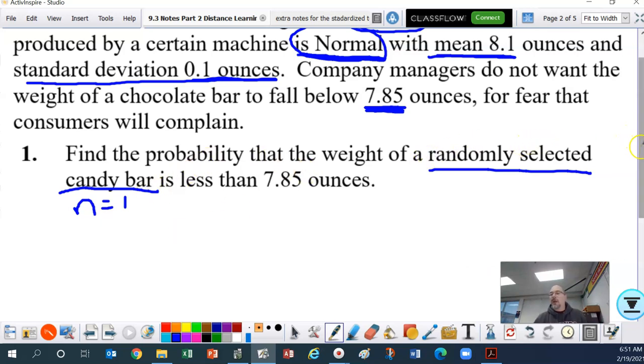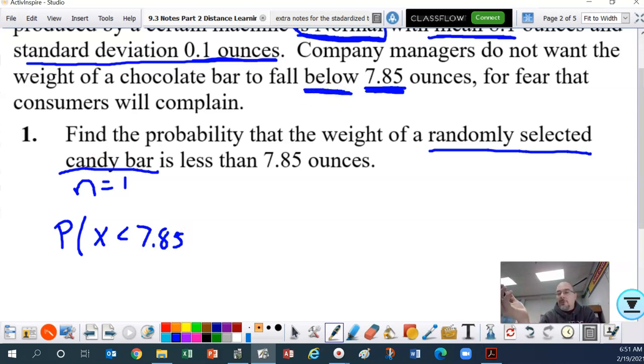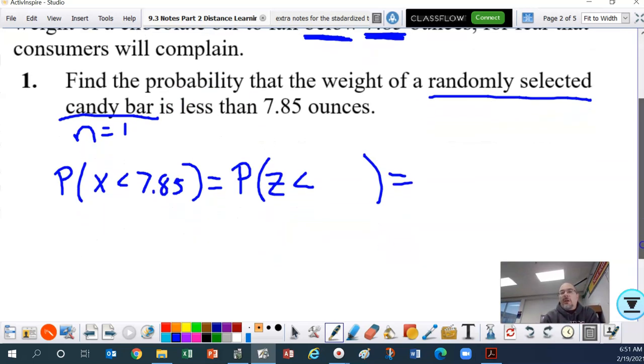Now remember, notation is important. So we're going to write the probability. And imagine that we defined X already. X is going to be the weight of the candy bar, right? So X is less than 7.85. I'm just going to stick with less than because it said below 7.85. But putting the equal to on it isn't going to matter. All right. So now I want to convert that to a z-score, and then I will find the answer. All right, here we go.